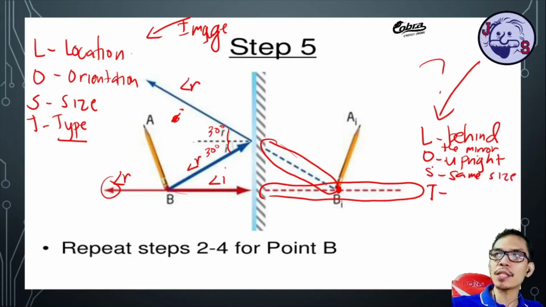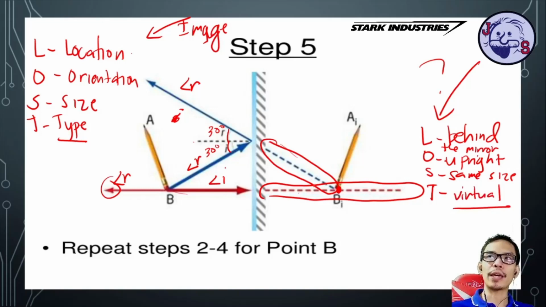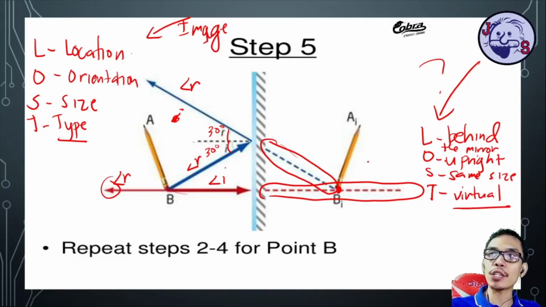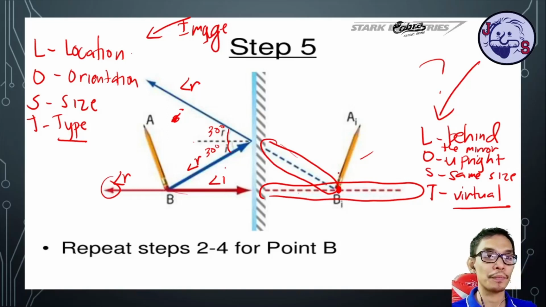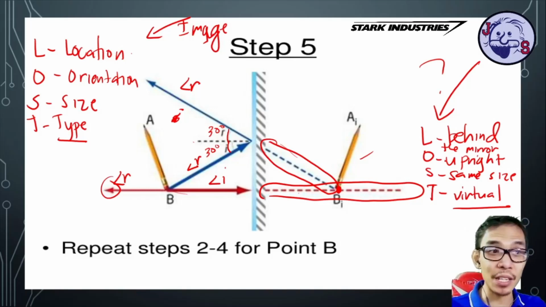And finally, since that is upright, there's no such thing as an upright real image. Therefore, the type of image that is formed is a virtual image. So again, location of the object is behind the mirror. Orientation of the object is upright. Size of the object, same size. Type of image, virtual. So that is the characteristics of the image formed in the plane mirror.